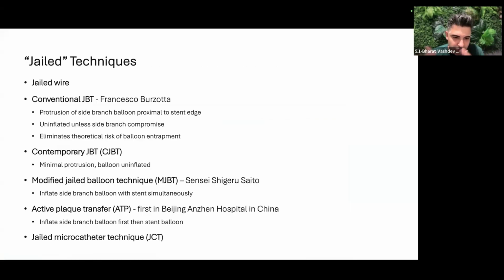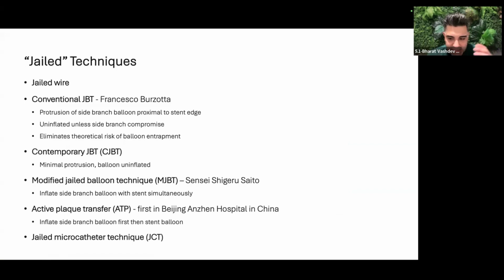In the past, I'm pretty sure most of us would use either a jailed wire or put a balloon in the side branch, but there are some additional techniques that we can go through. And some of these techniques I will describe in a bit more detail and show you some cases as to how we utilize these techniques for significant side branches.